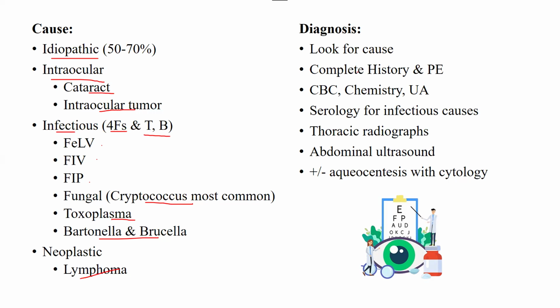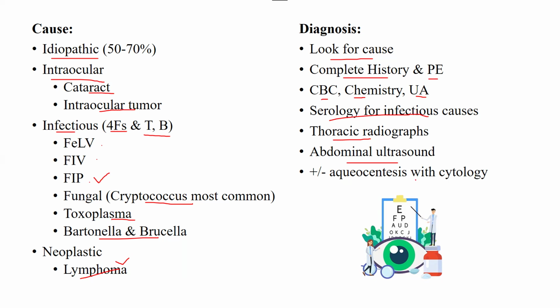Then we have diagnosis. For diagnosis, you have to look for the cause. You have to take a complete history and physical exam. You can perform CBC, chemistry, urinalysis, but these are going to be unremarkable. Serology for infectious causes to rule out infections. Thoracic radiographs to rule out neoplastic issues. You can perform abdominal ultrasounds to look for FIP or lymphoma. And in the last, you can perform aqueocentesis with cytology to see the presence of proteins and all of that.